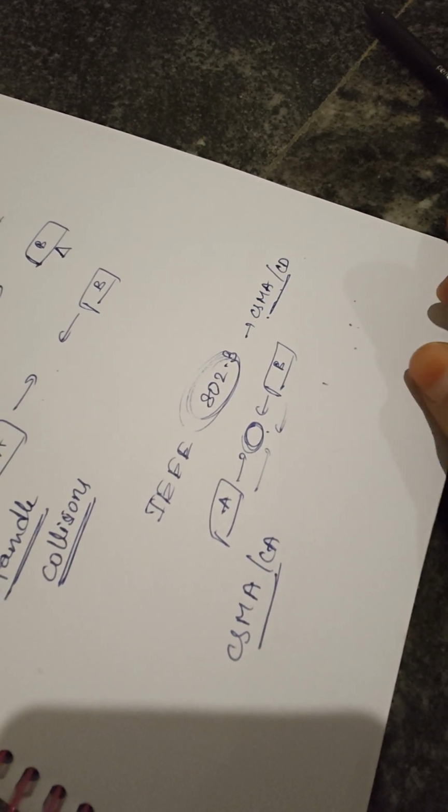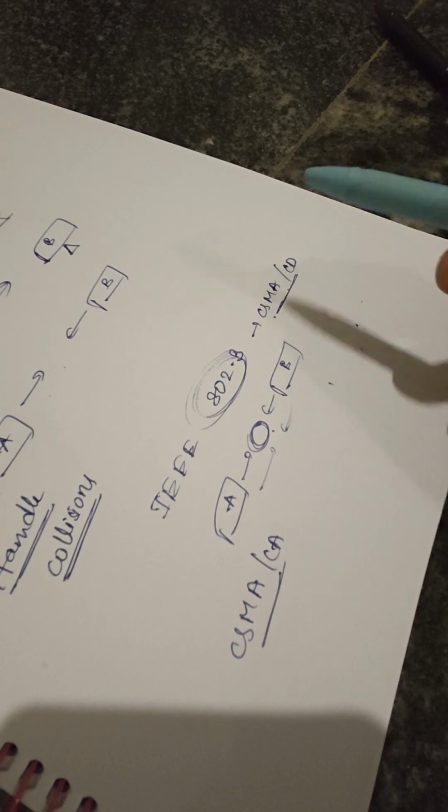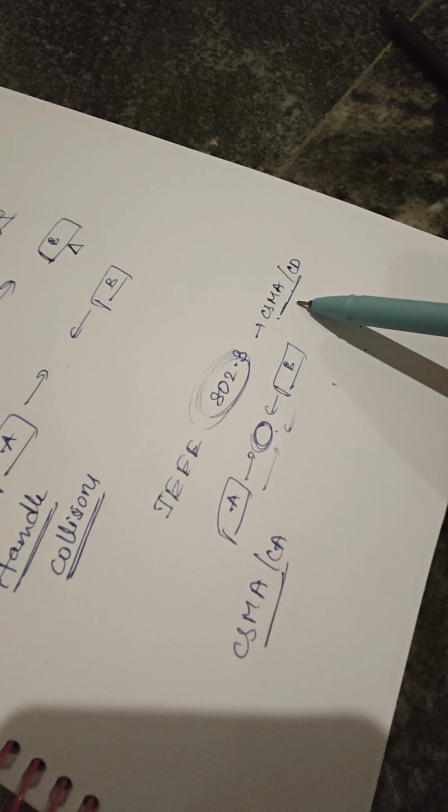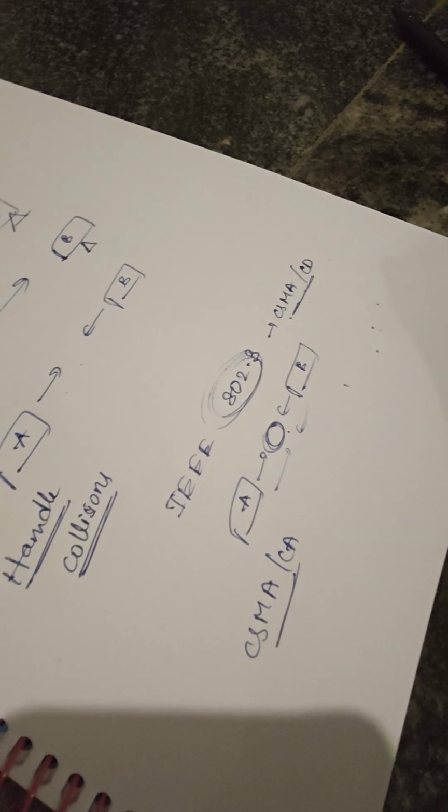So this was about half duplex and full duplex modes, collisions, CSMA/CD and CSMA/CA, and collision domains. Thank you.